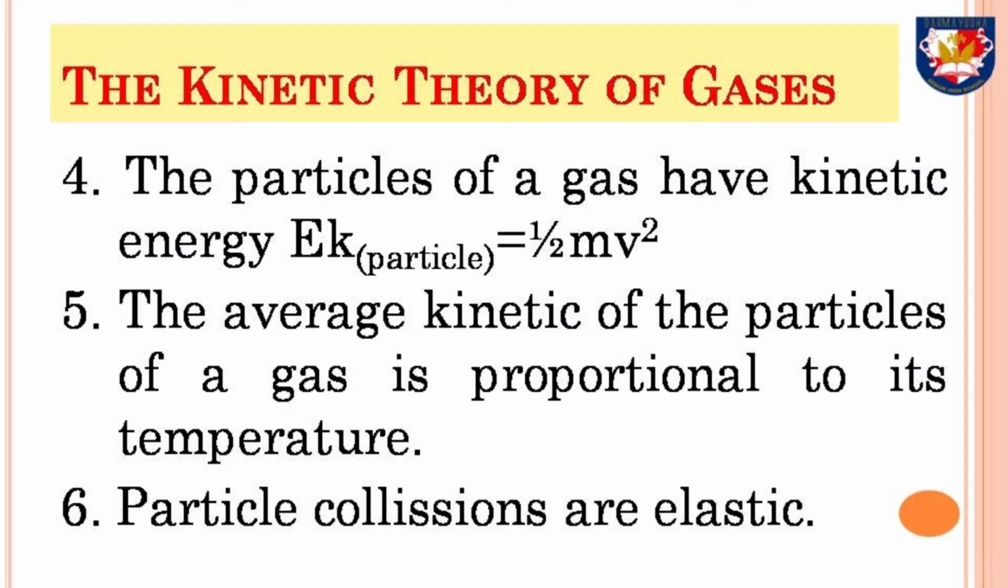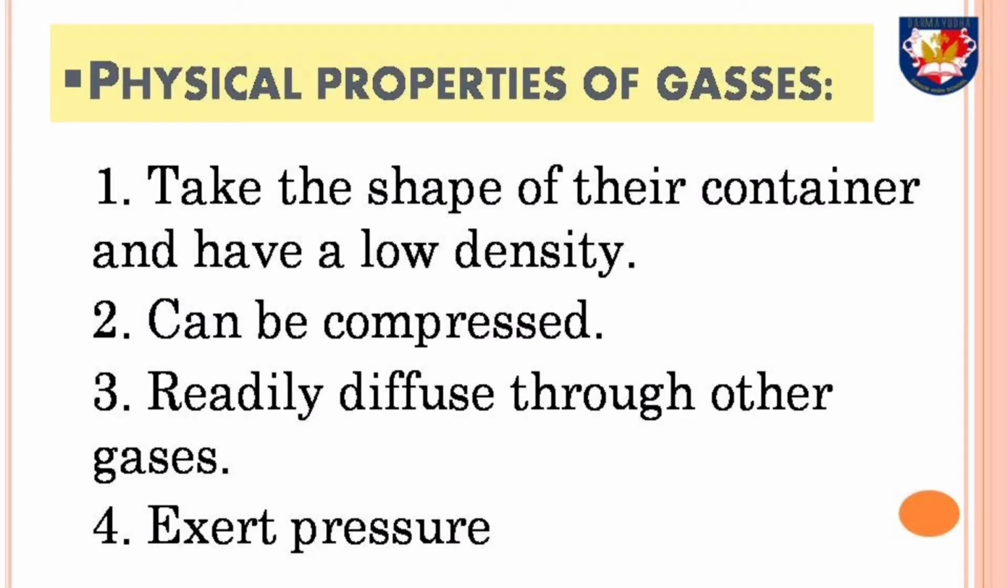Fourth, the gas particle has kinetic energy equal to half mv squared, where m is mass and v is velocity. And fifth, if the kinetic energy of particles increases, it means the temperature will increase. Then sixth, when particles collide, they will not lose speed or slow down. So, by looking at the kinetic theory of gas, the physical properties of gas are: it takes the shape of the container, it has low density so it can be compressed, it will diffuse fast with other gases, and it also produces pressure.